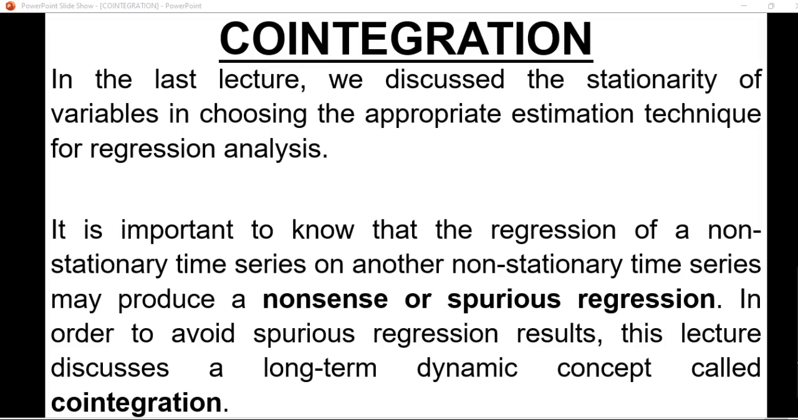In the last lecture we discussed the stationarity of variables in choosing the appropriate estimation technique for regression analysis. It is important to know that the regression of a non-stationary time series on another non-stationary time series may produce a nonsense or spurious regression. In order to avoid spurious regression results, this lecture discusses a long-term dynamic concept called cointegration.